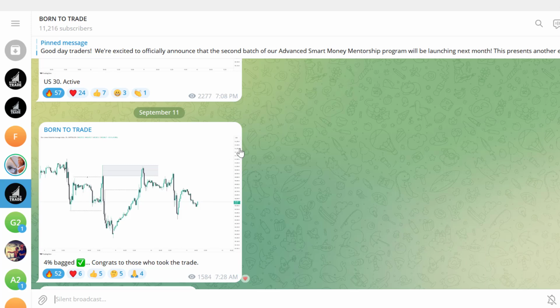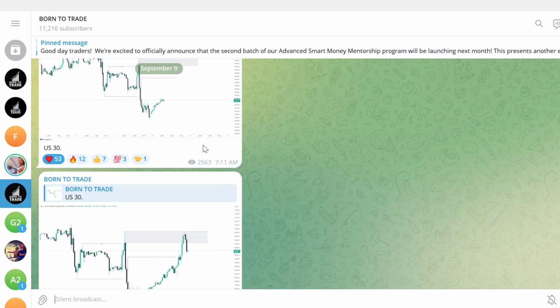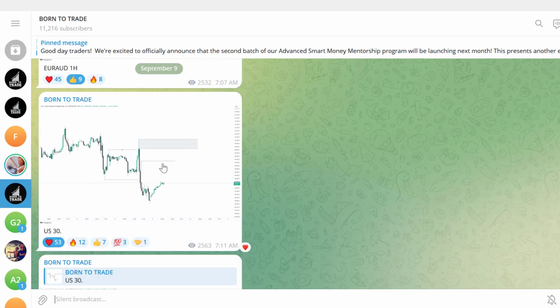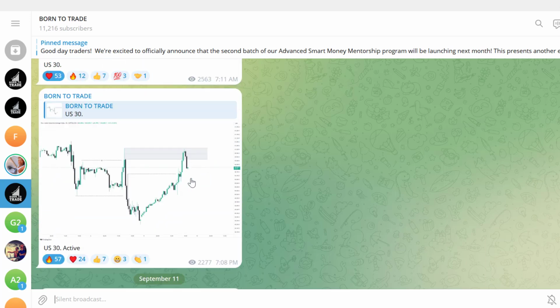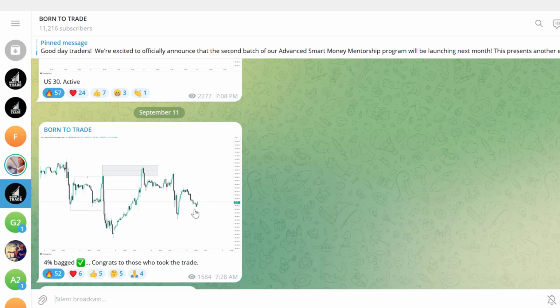Now, this particular trade is just the first example we're going to use to convey this idea, and we have a second setup on Nasdaq. This particular one is on US 30, and you see this is the setup when it was shared. This was when I had my entry, and at this particular point I already made 4% and I was out of the market.